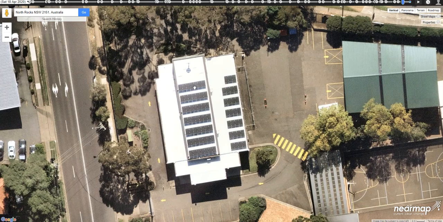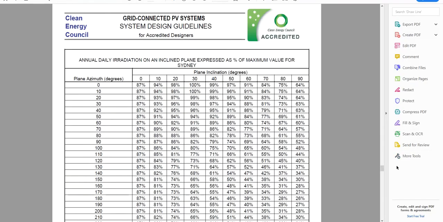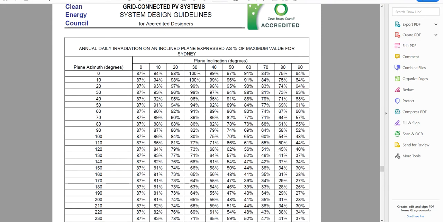So the document that I'm going to be referencing is the, let's drag it onto the screen here. It is the Clean Energy Council Grid Connect System Design Guidelines, and there's a page for every major city. So for example, I'm looking at Sydney right now, and they're as general as that. They don't need to be suburb by suburb. It's basically looking at the angle of the sun, so it's going to be pretty similar for Sydney and a wide area around it. So the plane is the angle of the panels.